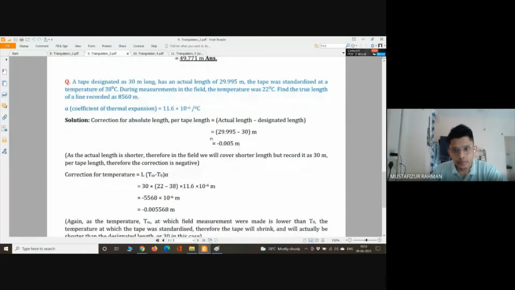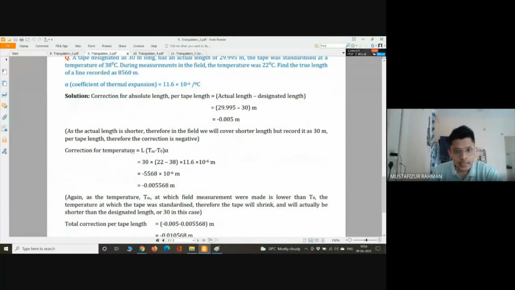Then actual length is 29.995 meter and designated is 30 meters. So this is the correction to be applied in each tape or chain length. Then correction due to temperature, that same formula, L into T into alpha.